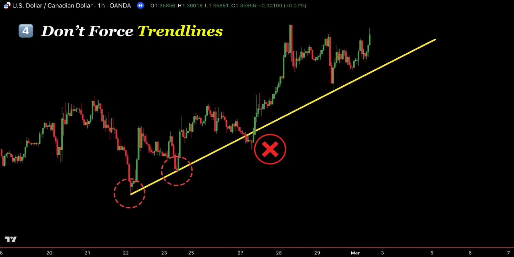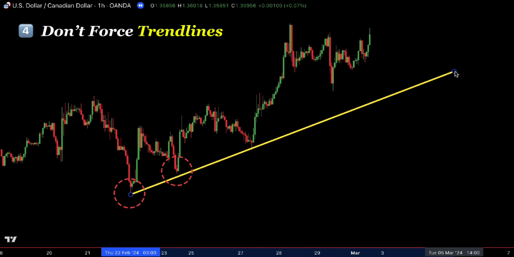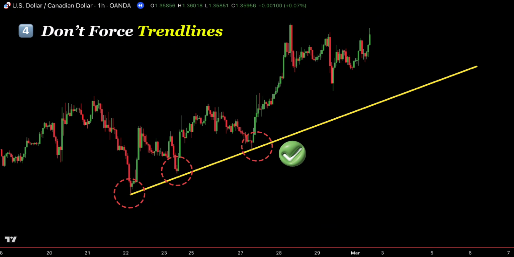The correct approach is simple. Identify the real swing highs or swing lows. Draw the trend line honestly. Then wait and see how price reacts. Never force a line just to make the chart look cleaner. Follow the market. Don't try to control it.